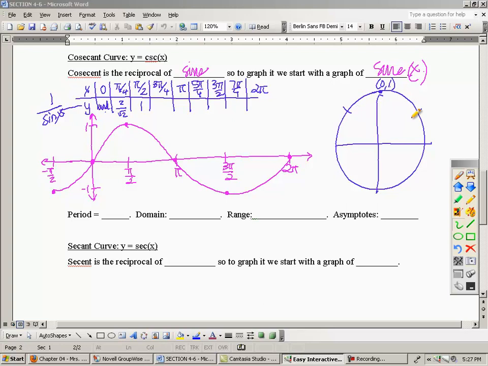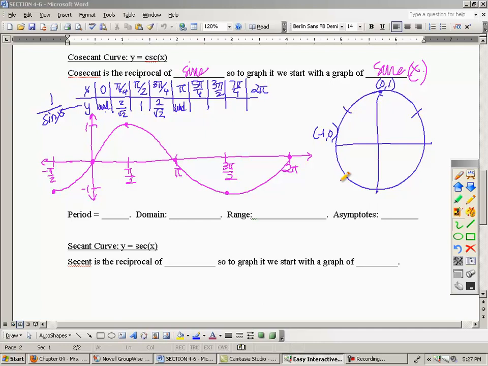At 3 pi over 4, it's square root of 2 over 2 for sine, so we're going to do the reciprocal, 2 over the square root of 2. Again, I hate that, but we're going to go with it. All right, let me try this again. Actually, we're looking at pi, which is the point negative 1, 0. So the sine is 0. 1 divided by 0 is undefined.